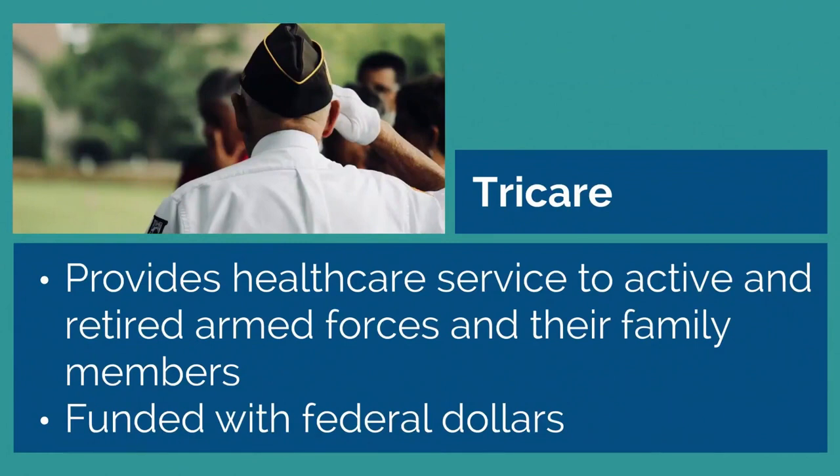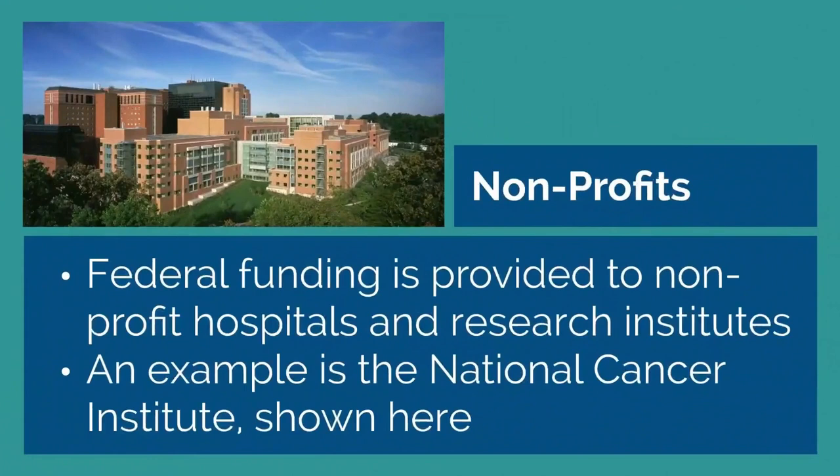Then we have TRICARE, which provides healthcare services to active and retired armed forces and their family members. And this is also funded with federal dollars. And just of note, a lot of times patients with TRICARE end up having to use the VA if they are veterans. Finally, we have nonprofits. This is federal funding that's provided to nonprofit hospitals and research institutes. An example is the National Cancer Institute, which is shown in this picture.